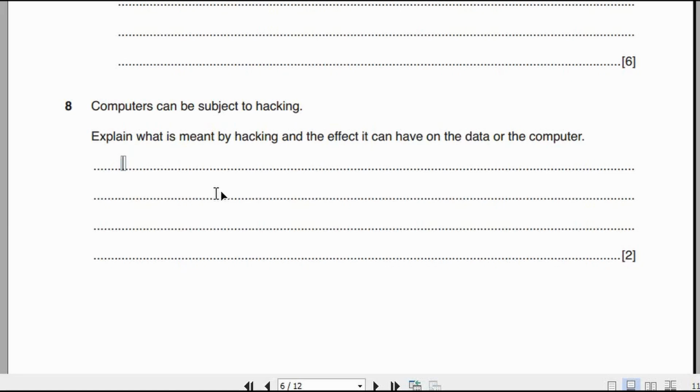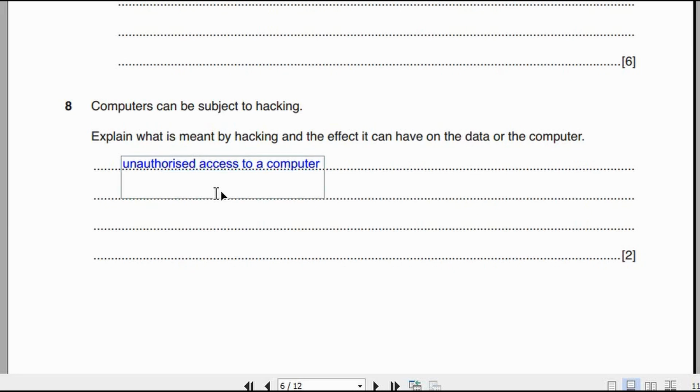The first part, whenever you need to define, you have to take care of some of the keywords. If I define hacking, I would say it's an unauthorized access to a computer system. Unauthorized access and computer system are basically the two keywords that will give you 1 mark.